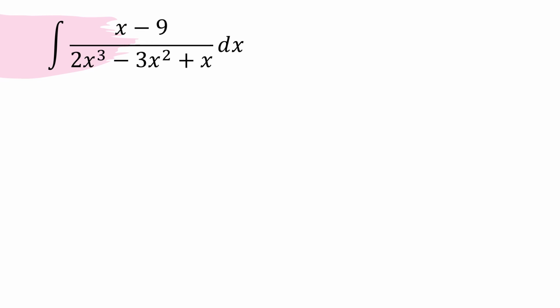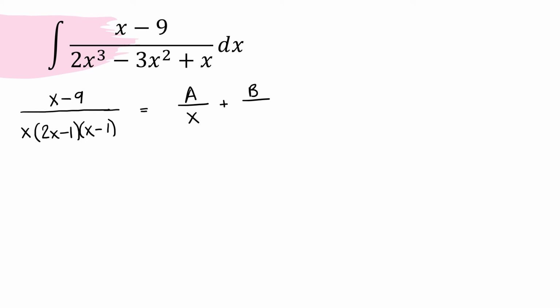And one very last one. Okay, so we're going to take our x minus 9 and put it over, I'm going to factor out an x. That leaves me with 2x minus 3x plus 1. I'm probably going to have 2x minus 1 times x minus 1 to make that work. Okay, more. Is there anything different? No, we just have to do more work. A over x plus b over 2x minus 1 plus c over x minus 1.